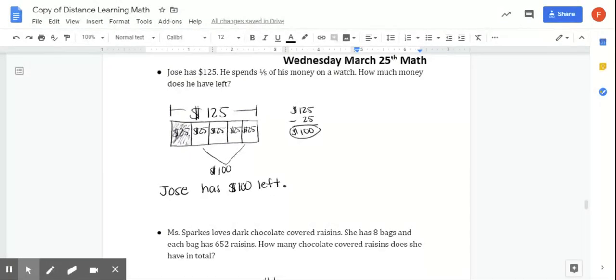Okay, so let's get started. For our first problem, it reads, Jose has $125. He spends 1/5 of his money on a watch. How much money does he have left? Now, I've drawn a model to show that he has $125, and we're going to break up our $125 into fifths. Now, when we do that, we're going to have $25 in each box, as you can see here.